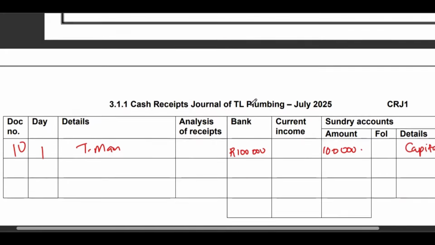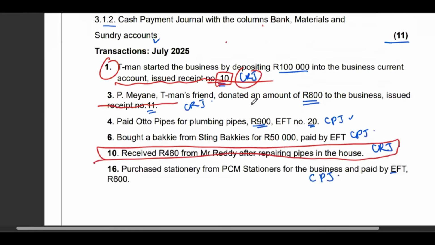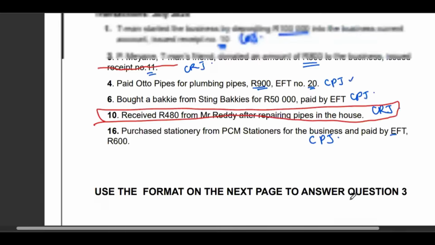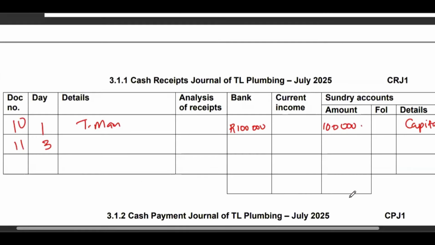Then next, under the CRJ, we have on the 3rd, T-Man's friend donated an amount. Okay, so on the 3rd, this is document number 11. So T-Man's friend, what's the name? P. Mayani, and it was 800 rands. So the analysis of receipts is going to be 800. And then under the bank, it's still 800.